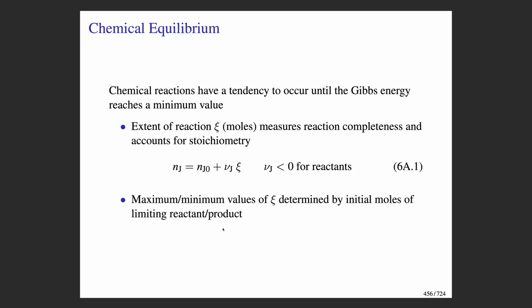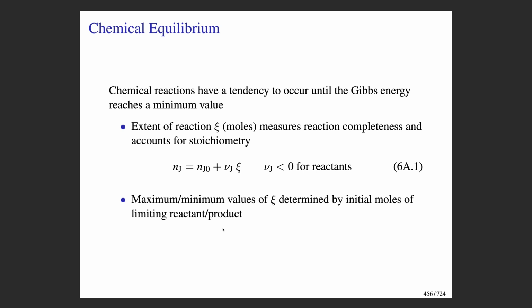So recall that our criterion for spontaneity, at least under conditions of constant temperature and pressure, is that the change in the Gibbs energy must be negative. And so for isobaric chemical reactions, which is the most common case you'll find in a chemistry lab, a chemical reaction will proceed spontaneously until the Gibbs energy reaches a minimum value.